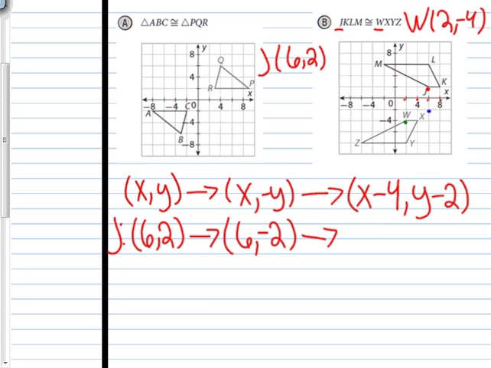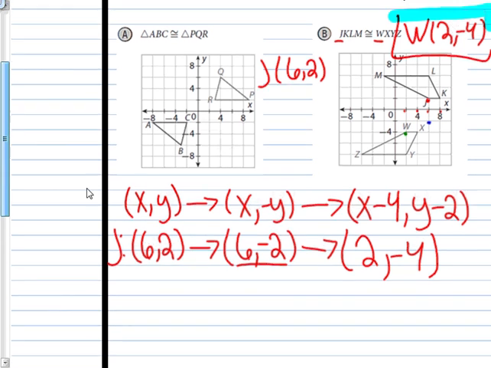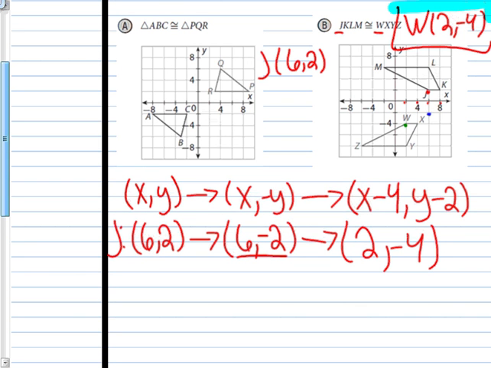Okay, so again, I'm back at 6, negative 2. And I'm going to apply the translation. Well, 6 minus 4 is 2, and negative 2 minus negative 2 is negative 4. And let's see, do I end up at W? And sure enough, here's point W, so I ended up on point W. So here, again, is the coordinate notation. I simply wrote the coordinate notation as we were working along. I started at XY, I reflected it across the x-axis, and then I translated it.